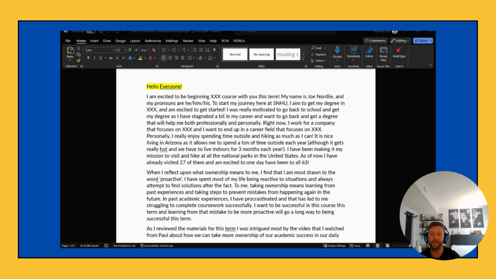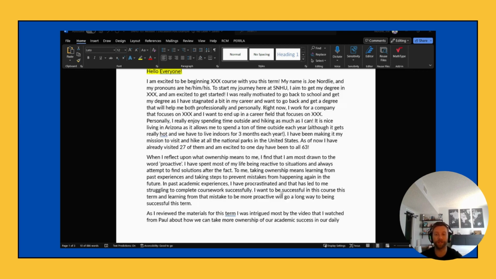As you can see here, I wrote that what I am drawn to is proactivity. So, being proactive. How does being proactive tie into my academic success and completing courses successfully? You can see that I wrote about procrastination. And so being proactive rather than reactive is something that I've learned is important for me throughout my journey as a student here at SNHU.